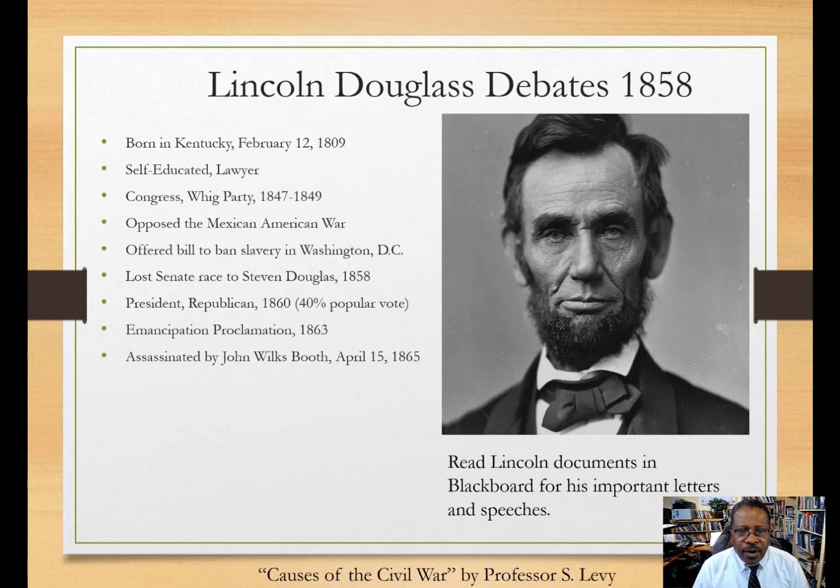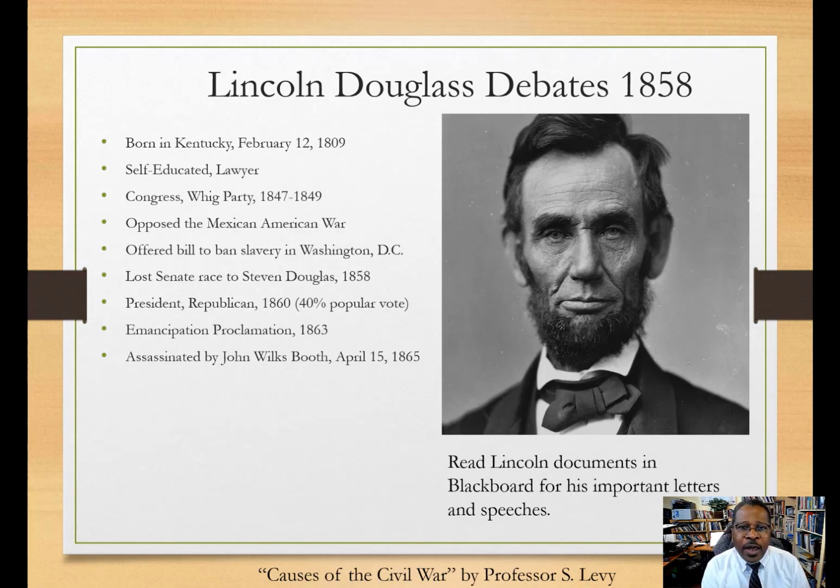He says in his first inaugural address, and I strongly encourage you to read the documents that I put in Blackboard, the primary documents. One of those includes his first inaugural speech as president. And when he takes the oath of office in March of 1861, so the election occurred in November of 1860, but in those days the newly elected president didn't take the oath of office until March.